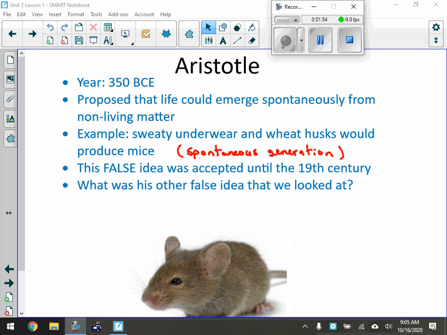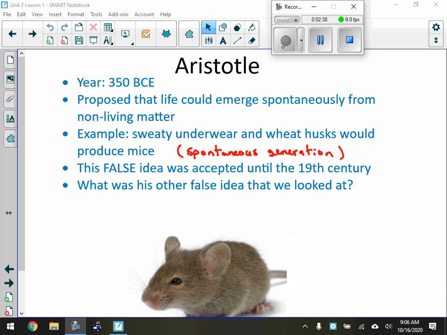All right, the first scientist we're going to talk about is Aristotle. He pops up again here. In 350 BCE he proposed that life could emerge spontaneously from non-living matter. So he thought that things just spontaneously generated. For example, the ridiculous, but for example, he thought that sweaty underwear and wheat husks would make mice. Like desk plus pencil gives you dog, just random stuff, right? And of course, this false idea was accepted until the 19th century. Things just spontaneously made themselves.